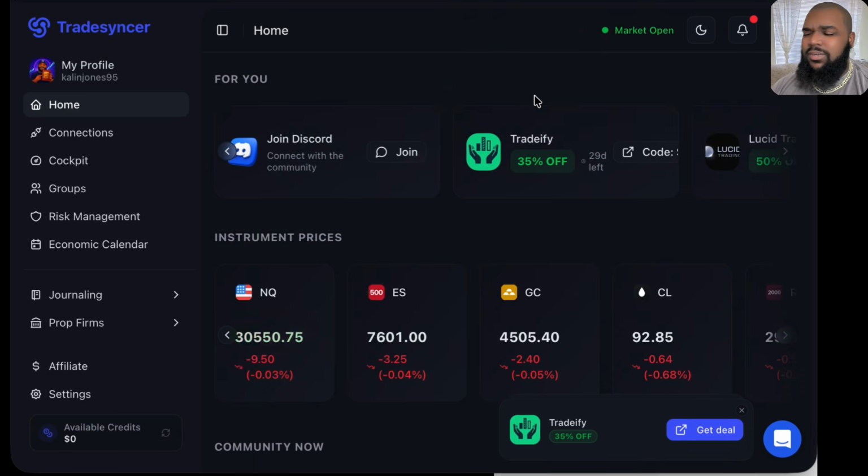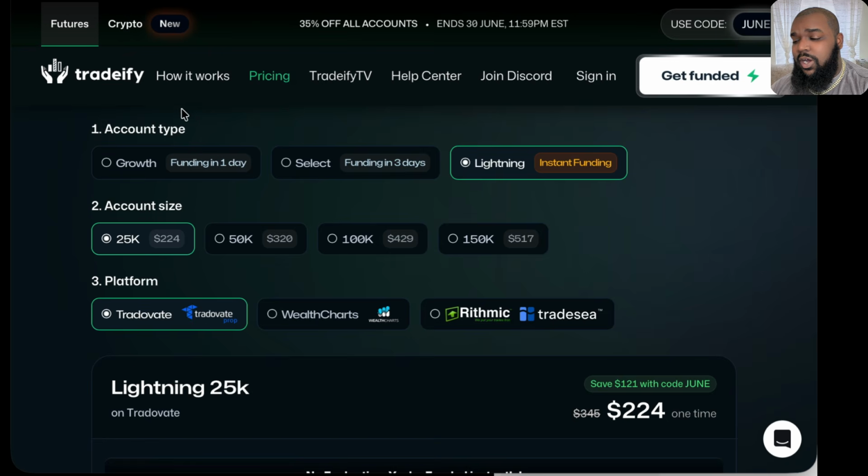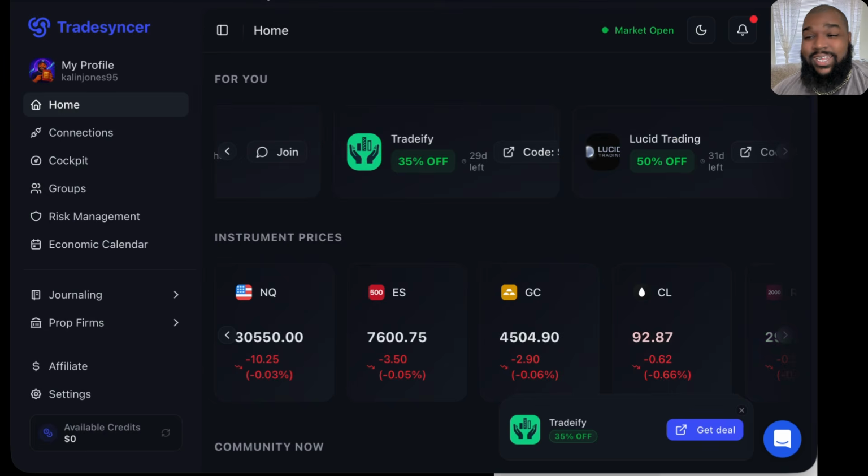So here's a really good tool that I don't see a lot of people talking about. It's starting to be talked about a lot more, but it is called Trade Syncer, and they allow you to copy trade. So if you go back and you go to your prop firm, you can actually get more than one prop firm. You can get like 5, you can get like 10.